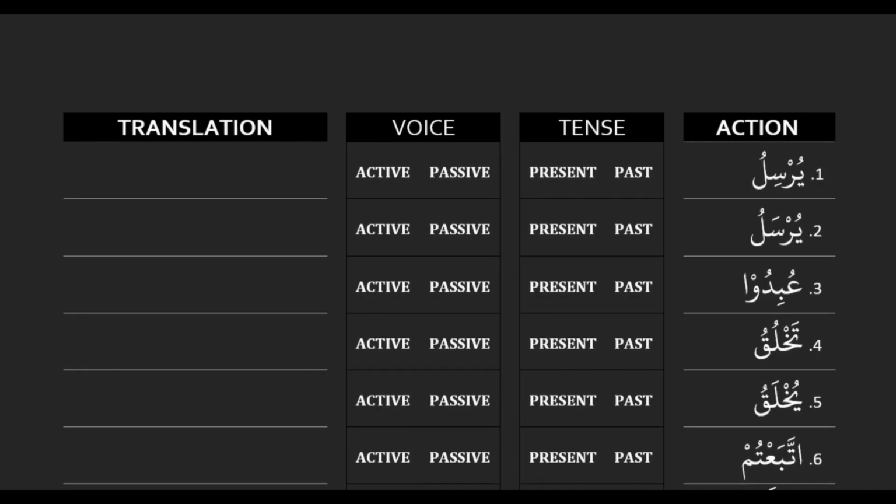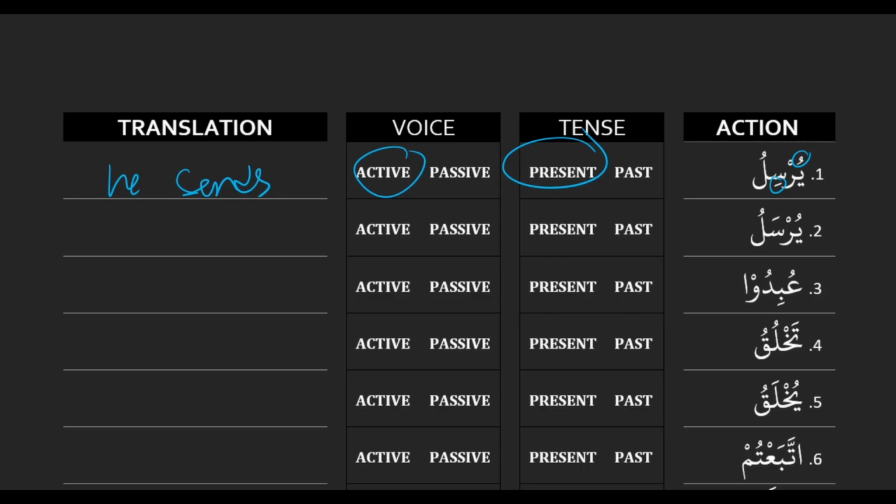Number 1, yursilu. Okay, so checking for tense first. Yursilu is present because you have ya at the beginning and u at the end. Good. And because it's present, I'm checking for u and a, but I'm seeing u and e here. So I'm going to say this is active. Good. It doesn't have the present tense sounds, which are u, a for passive. So we're going to translate it as a normal active: doer actions. So he, that's our inside doer, he sends.